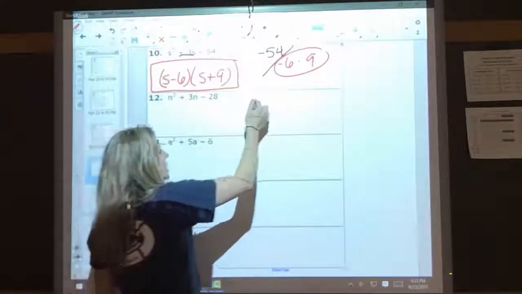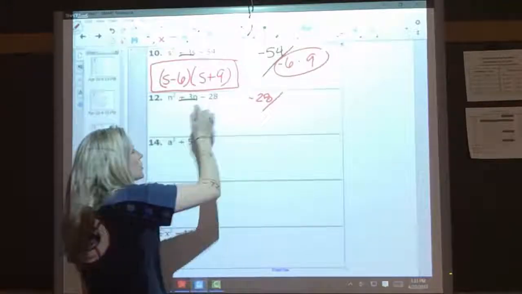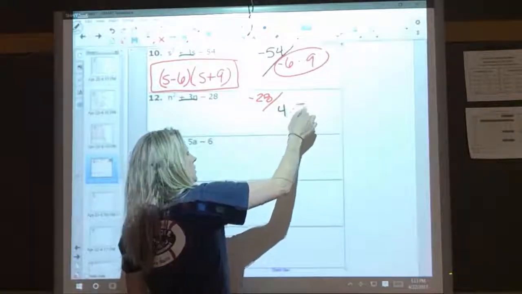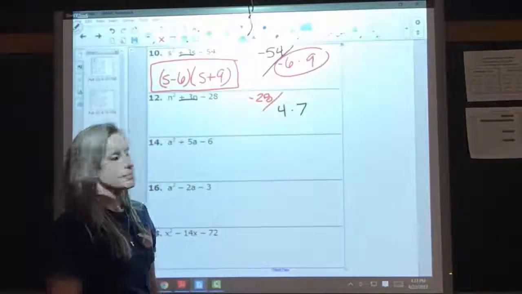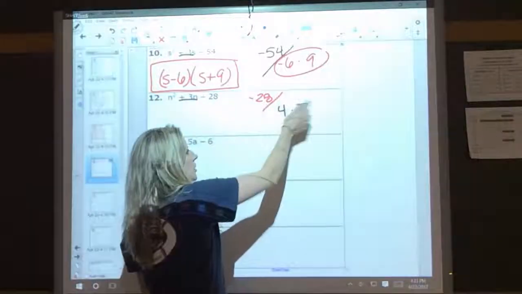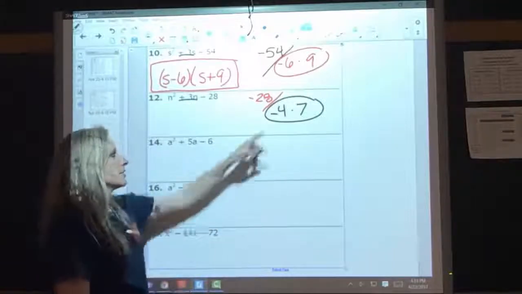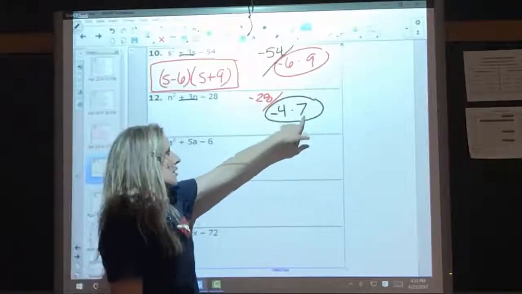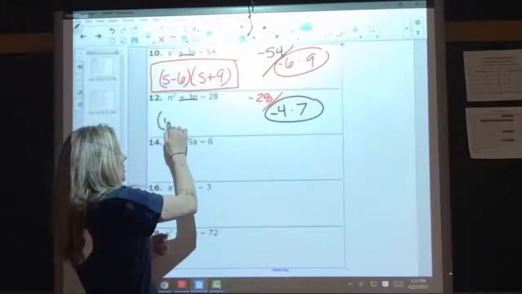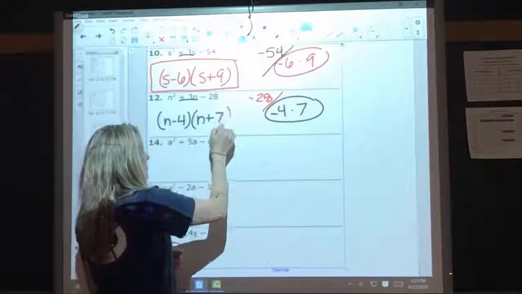Okay, factors of negative 28. And we're trying to get a 3 in the middle. So 4 and 7 would give you a 3 in the middle. And to get a positive 3, our bigger number has to be positive. So we're going to give the negative to the 4. Okay, 7 minus 4 gives you 3. So we have n minus 4 and n plus 7.